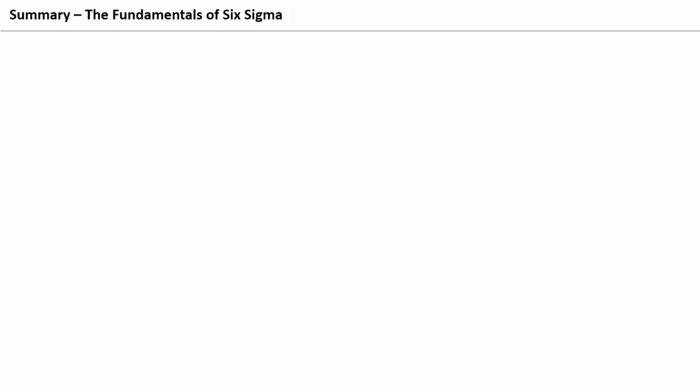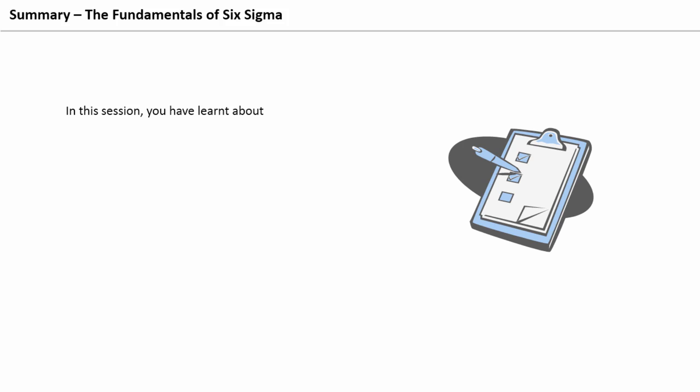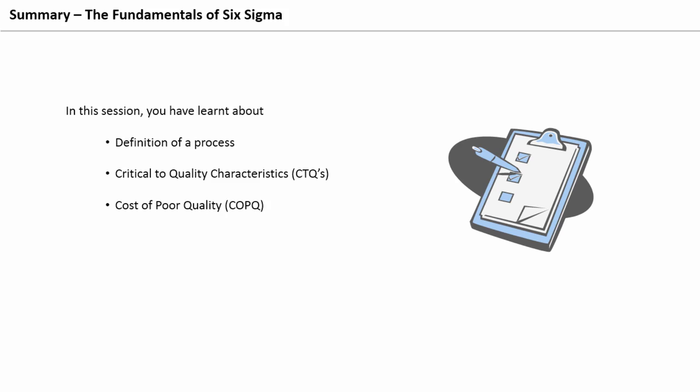Summary: the fundamentals of Six Sigma. In this session, you learned about the following. What is the definition of a process? What are critical to quality characteristics, or CTQs? What is cost of poor quality, or COPQ? What is a Pareto analysis, or the 80-20 rule? Which are basic Six Sigma metrics?